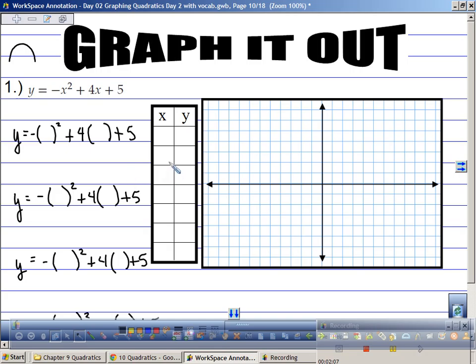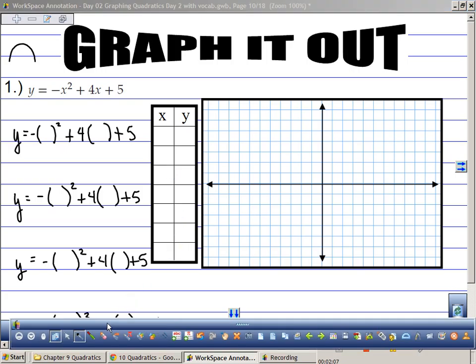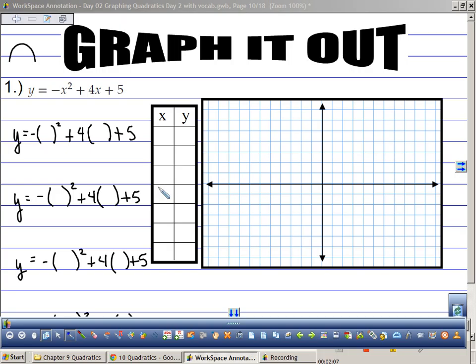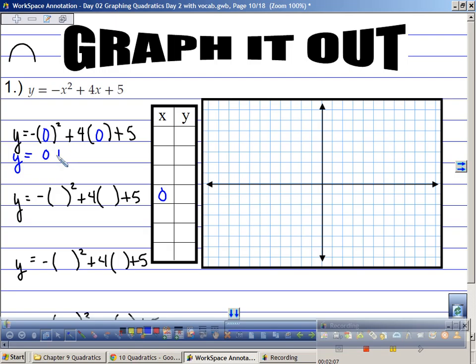All right, so what's the easiest number to start with? 0. I'm going to change my pen. Let's start with 0 right in the middle. If I put 0 in here, what will y equal? 5. 0 plus, no, you're right, plus 0 plus 5. So y would equal 5. So let's graph that. 0, 1, 2, 3, 4, 5.